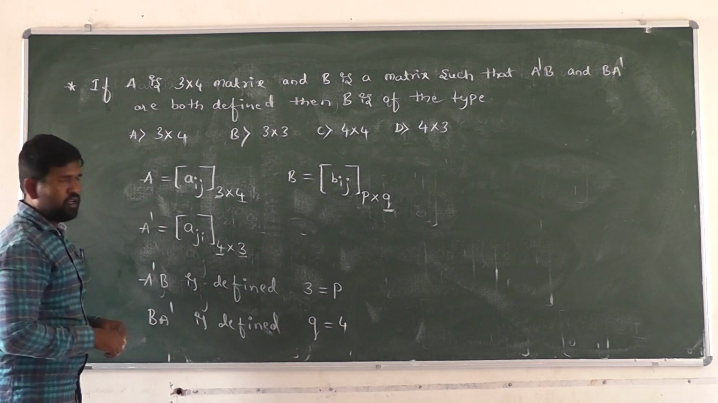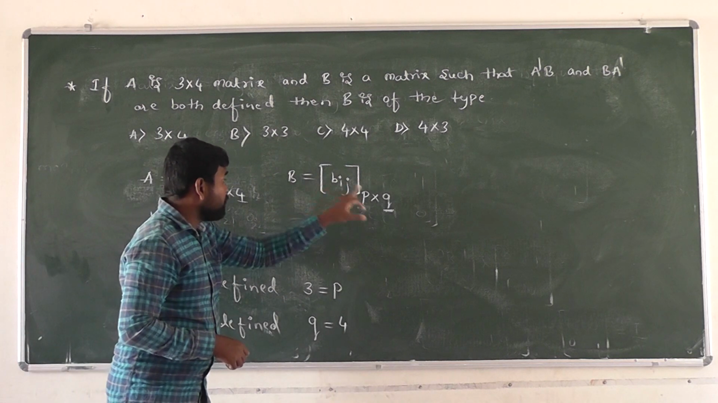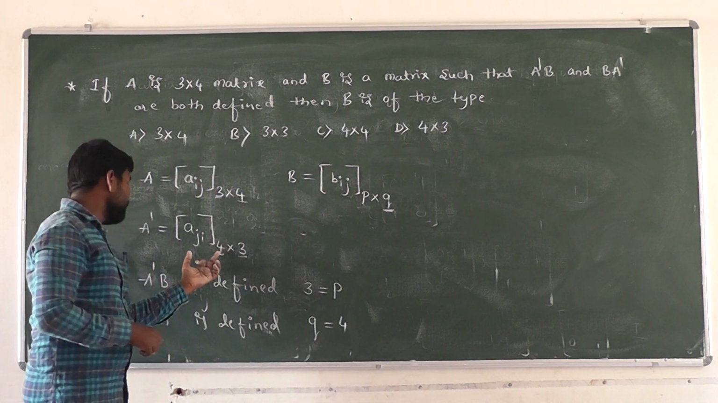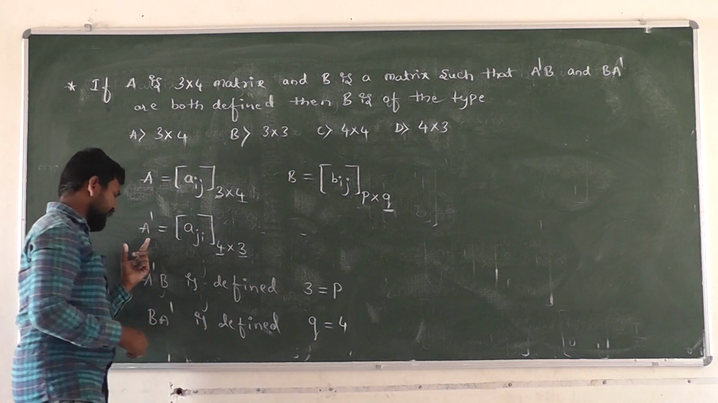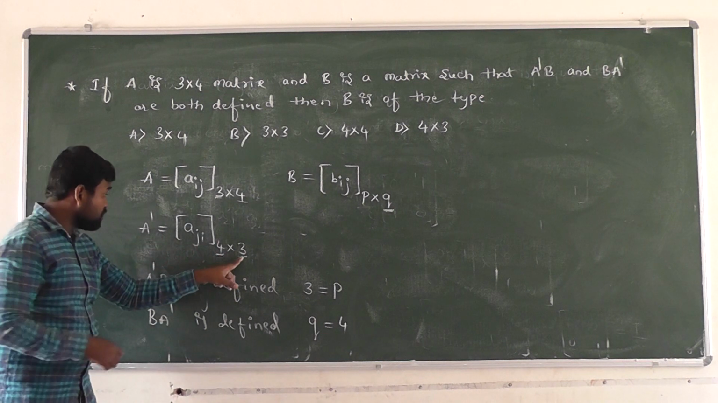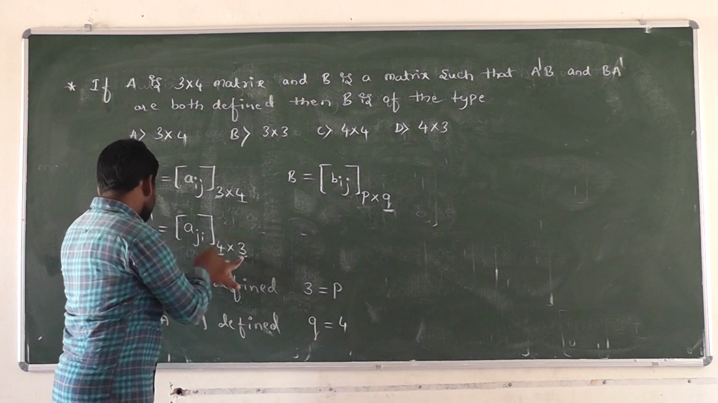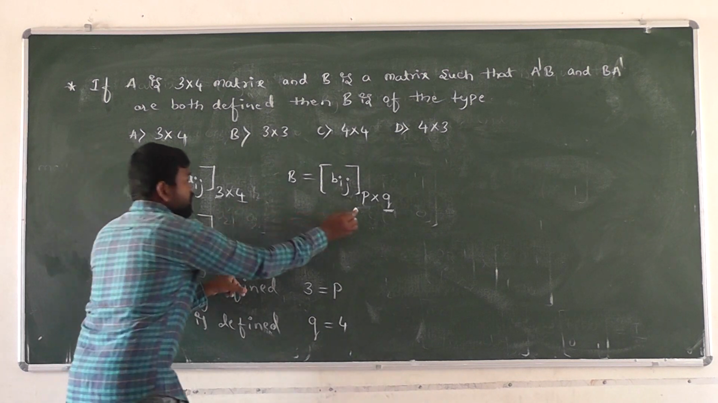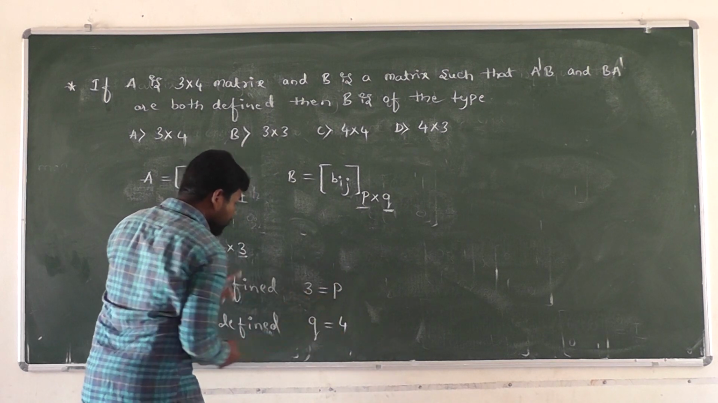4. Right? Then when matrix multiplication is possible, the number of columns of the B matrix is equal to the number of rows of the A transpose. Generally, then B into A transpose is defined here. Then A transpose into B is defined when the number of columns of the A transpose matrix is equal to the number of rows of the B matrix. The number of rows, what here? P equals 3, then Q equals 4.